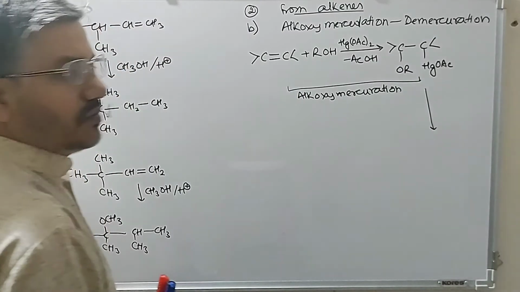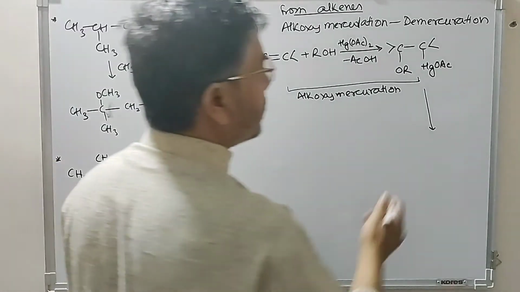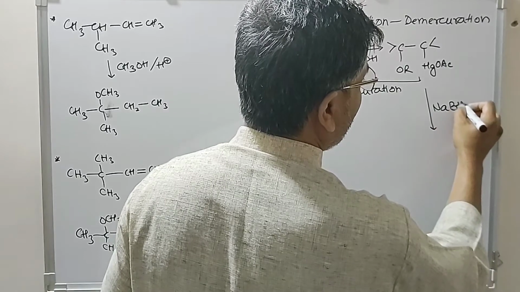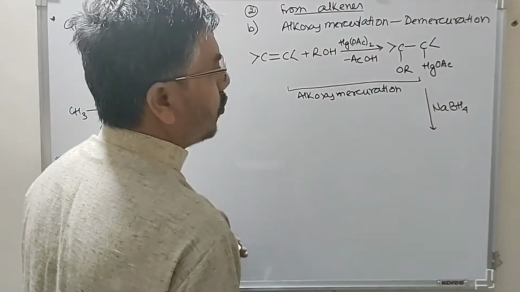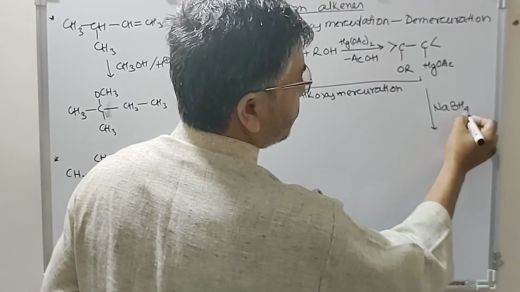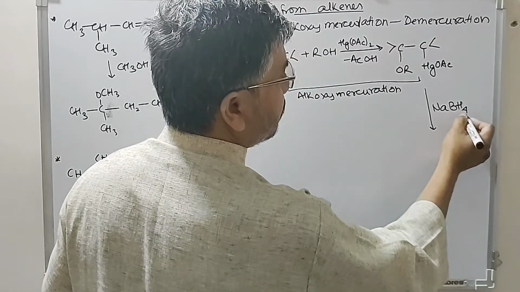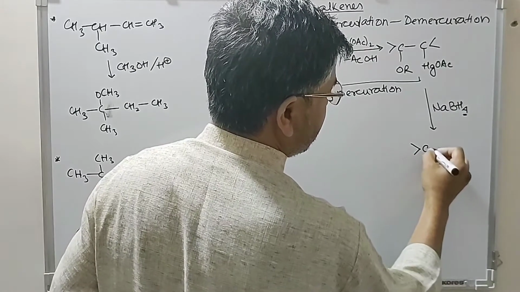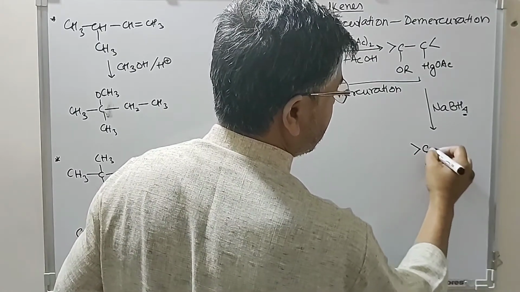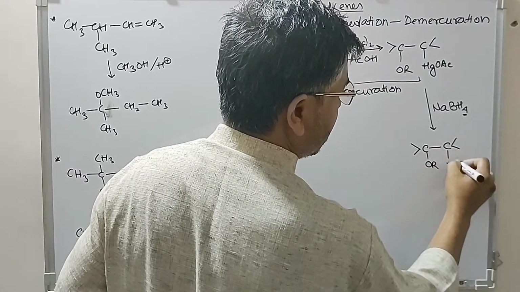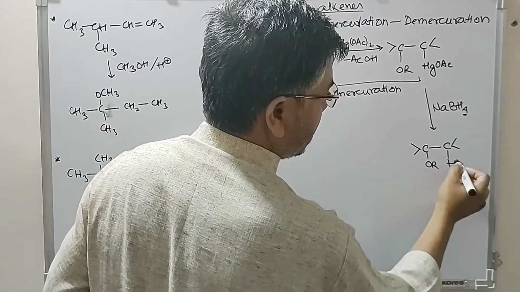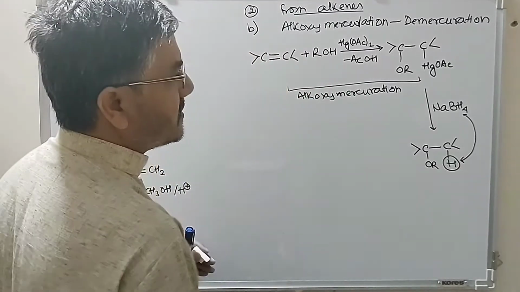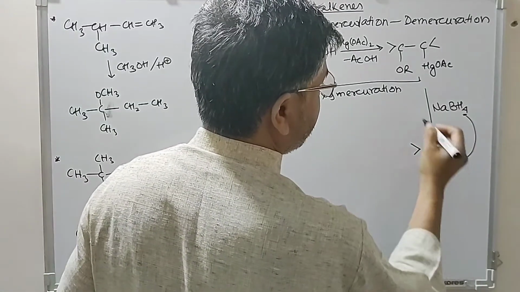And finally, look at this. This mercury group is to be removed, and for this we use a reducing agent, sodium borohydride. The hydride of the reagent sodium borohydride will replace the mercury group here, giving COR, single bond CH. So this H is coming from this reagent. So this step is the demercuration step.